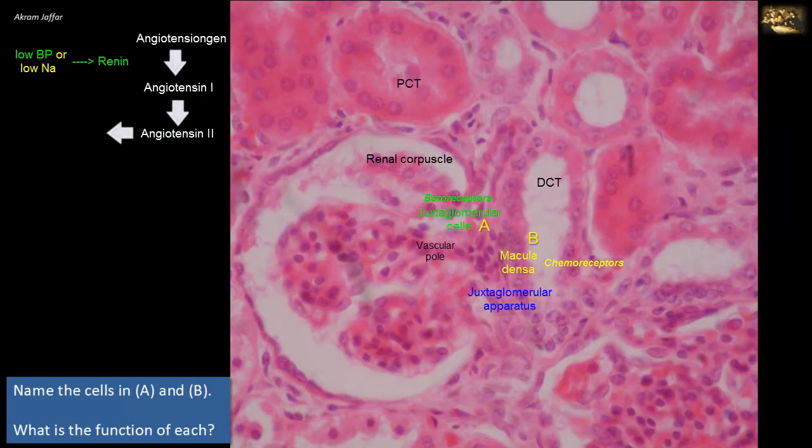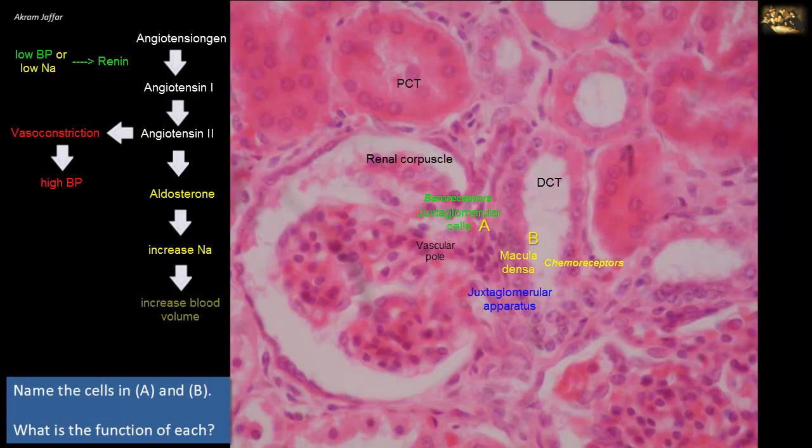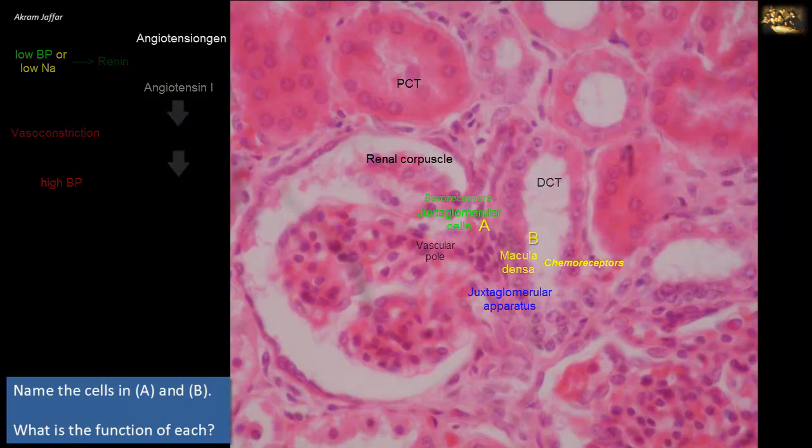Angiotensin 2 causes vasoconstriction, resulting now in increased blood pressure. And also at the same time, angiotensin 2 causes the release of aldosterone that acts on the distal convoluted tubule, resulting in increased reabsorption of sodium and chloride ions from the glomerular filtrate. This increased reabsorption of sodium and chloride is followed by increased water reabsorption, increased fluid volume in the blood, culminating in increased blood pressure and glomerular filtration rate, and this will result in reduction in renin secretion.